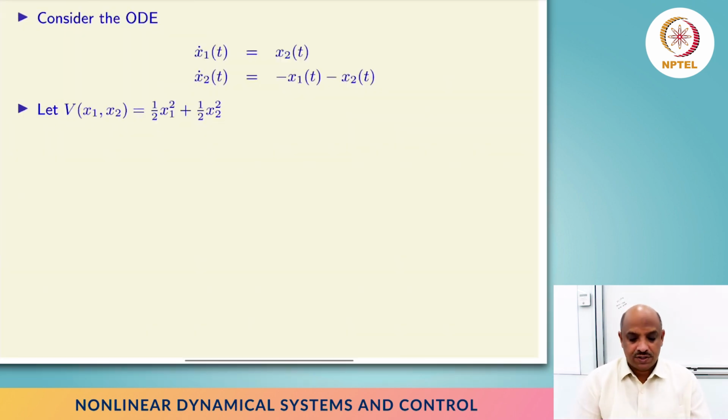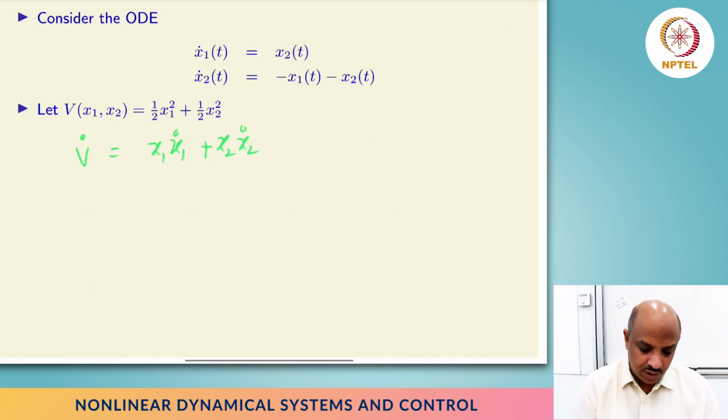So if we have this standard system, this happens to be a Lyapunov function candidate, but we're not interested in that. We are interested in limit sets. So if I'm going to compute V dot, I'm going to get x1 times x1 dot plus x2 times x2 dot, which is going to be equal to x1 x2 minus x1 x2 minus x2 squared, right? So this and this cancel.